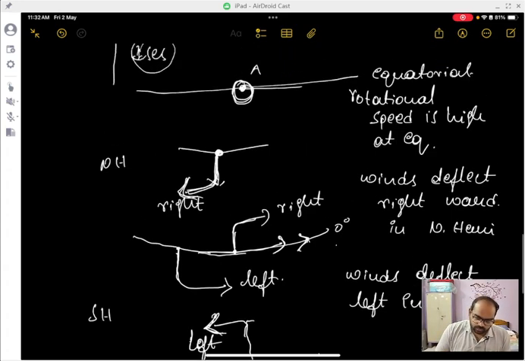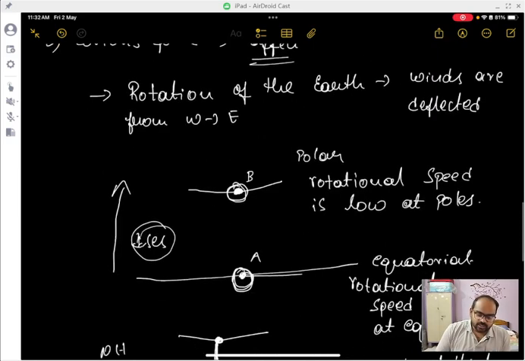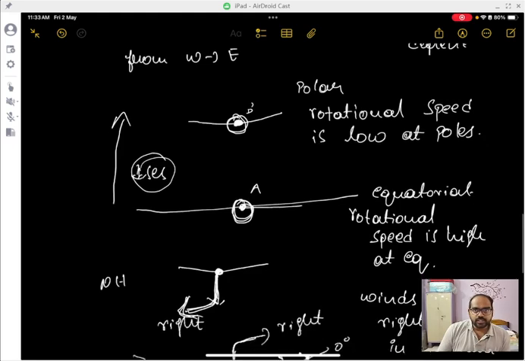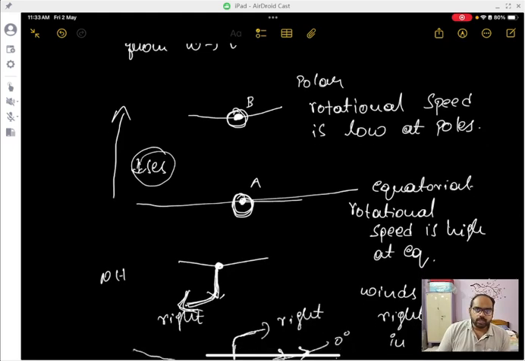So this is why this Coriolis effect is induced on earth, due to differential rotational speeds at the equator and at the poles. Secondly, due to this Coriolis effect, how are winds deflecting in northern hemisphere and southern hemisphere? Winds are deflecting rightward in northern hemisphere and leftward in southern hemisphere.